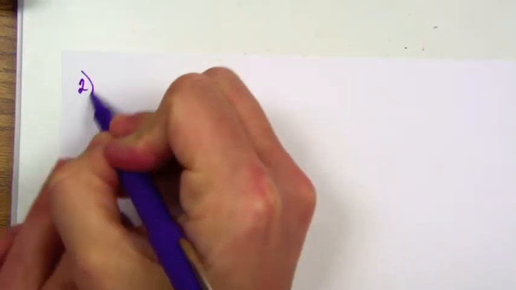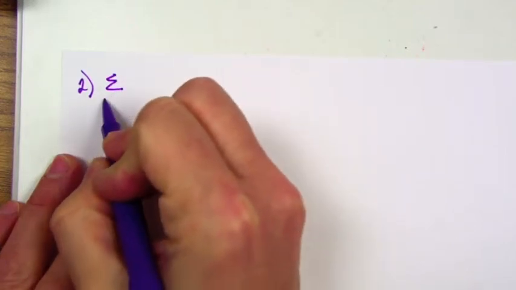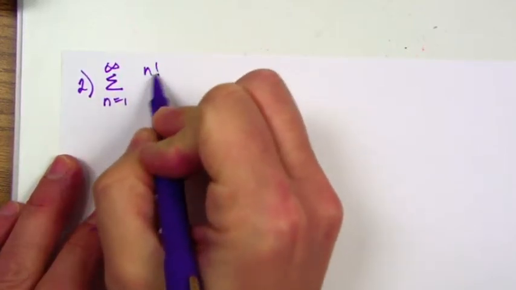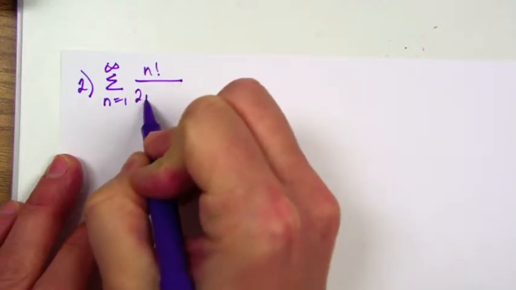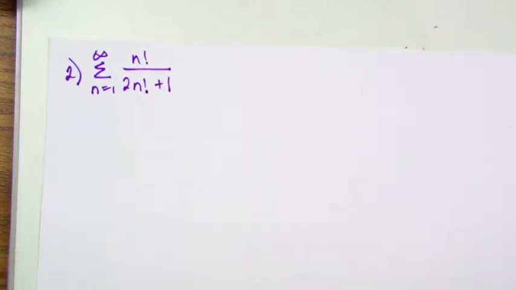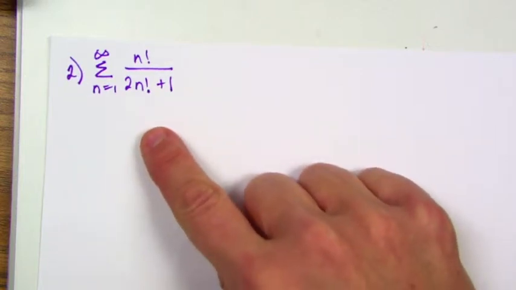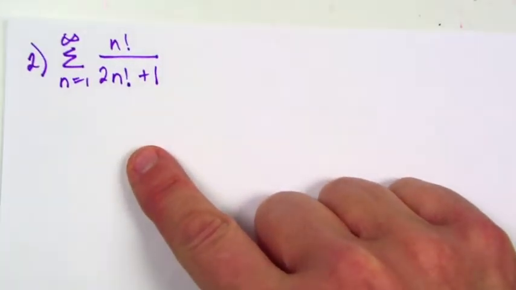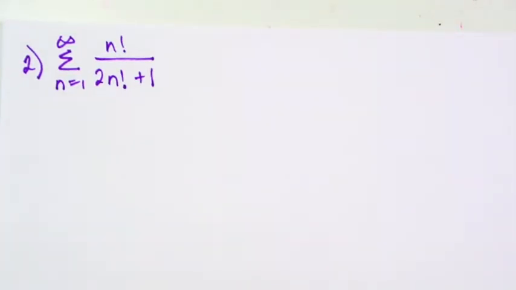So the next example would have been this one, the sum from n equals 1 to infinity of n factorial over 2n factorial plus 1. And again, the directions are just determine the convergence or divergence of that series. And please note, the question came up, is that 2n and the whole thing factorial or 2 times n factorial? That is 2 times n factorial. If it was the other one, there would have to be parentheses around the 2n, and then you would have the factorial sign.